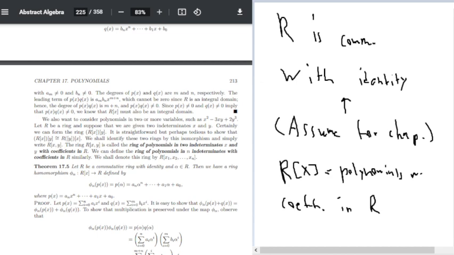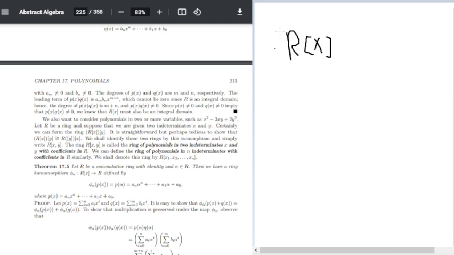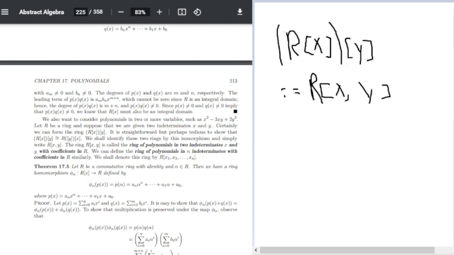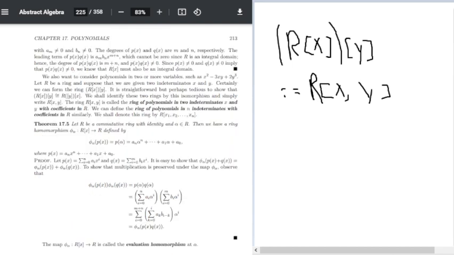So I'm going to just write that here. R of x, y is defined to be R of x, y. In this case, the ring R of x, y is called the ring of polynomials in two indeterminates x and y with coefficients in R. We shall also define the ring of polynomials in n indeterminates with coefficients in R similarly.